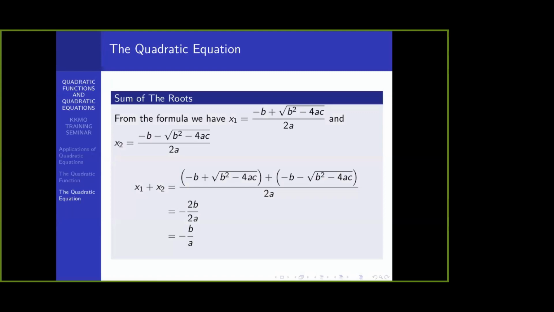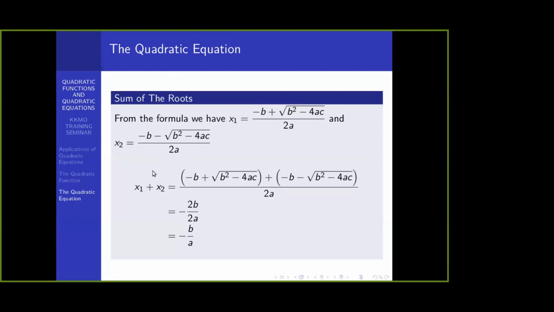So now we consider the roots from the quadratic formula. We can obtain two different roots. One of them is x1 equals minus b plus the square root of b squared minus 4ac over 2a, and the second one is minus b minus the square root of b squared minus 4ac over 2a.